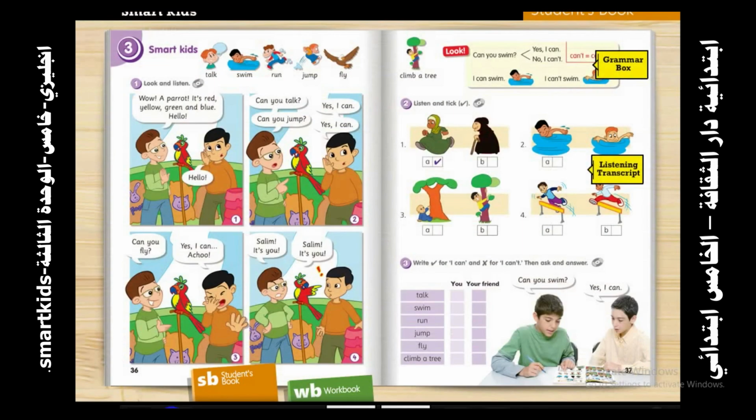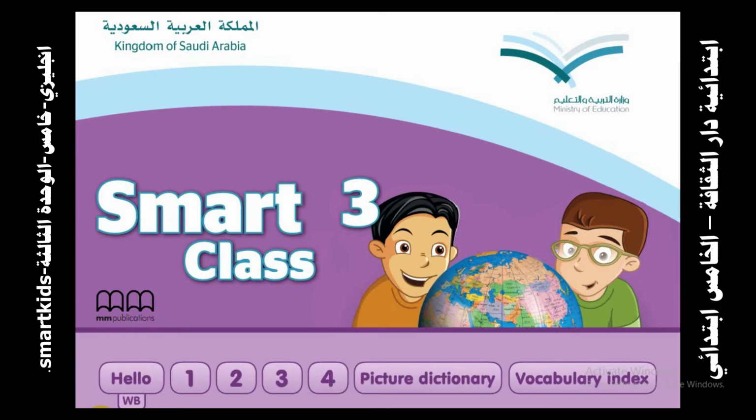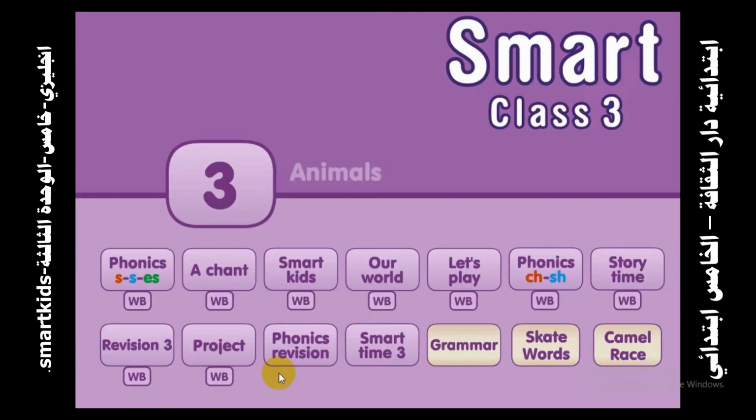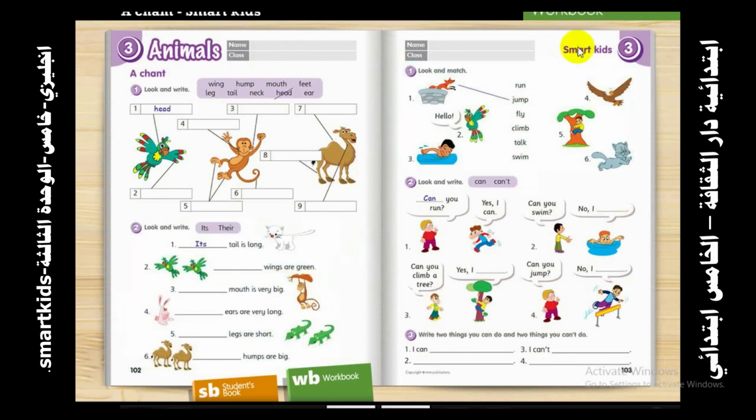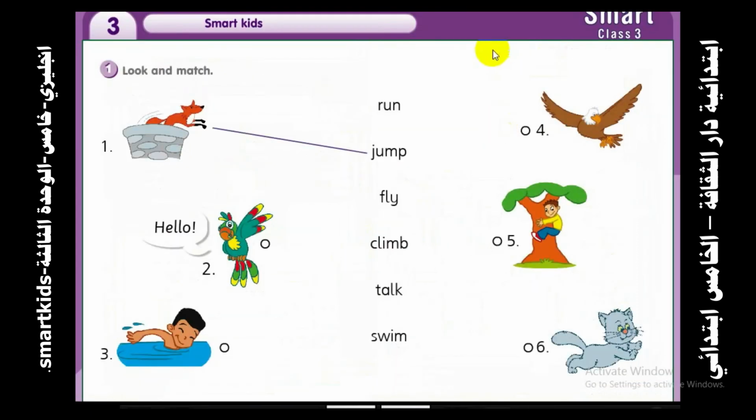Okay. Now I want you to go to the workbook as usual. Workbook. This is Smart Kids. How many activities do we have? We have 3. Activity 1, Activity 2, Activity 3. Let's see Activity 1. Did you understand what is required? Yes, match. Very easy, children. Match.